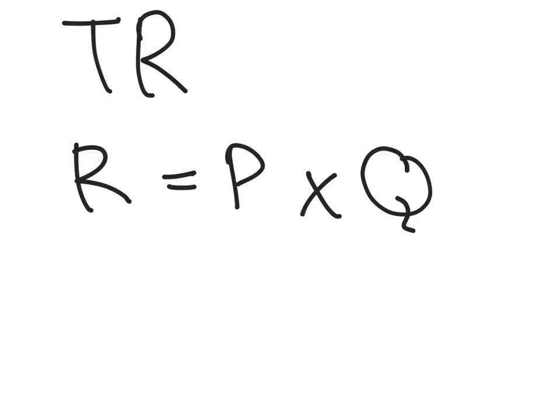Okay, now let's see how the total revenue is affected by the elasticity of demand. The total revenue, we know, is the amount paid by buyers and received by sellers of a good. So it's not the profit, it's the revenue. We always know that the revenue equals the price multiplied by the quantity, right?